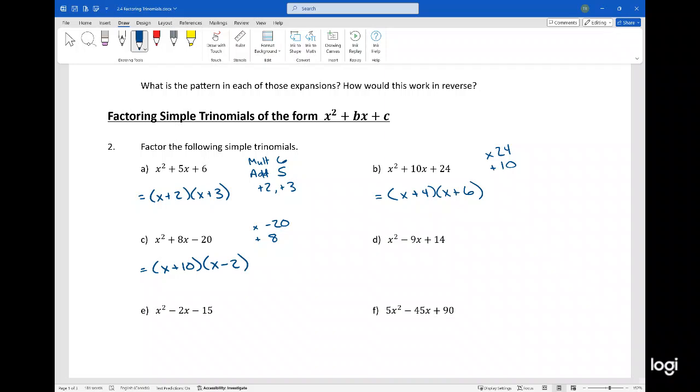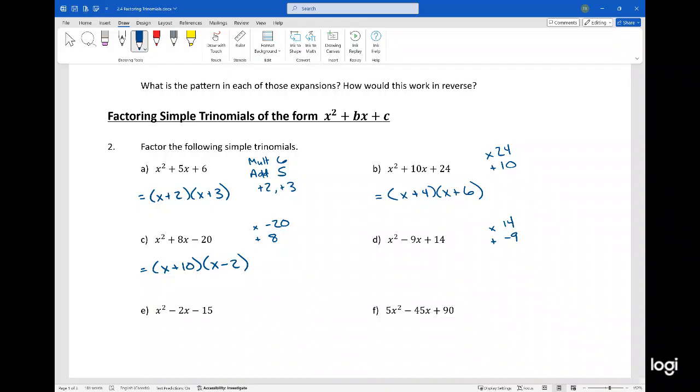On this one, we're looking for two numbers that multiply to 14 and add to negative 9. They multiply to a positive, which means they're the same sign. They add to a negative, which means they've got to both be negatives.